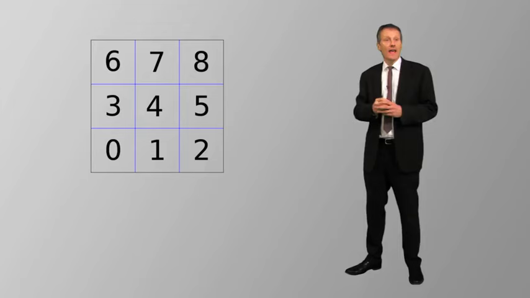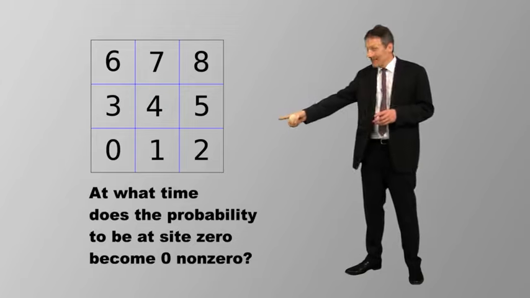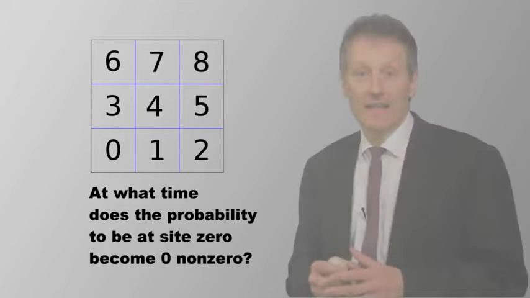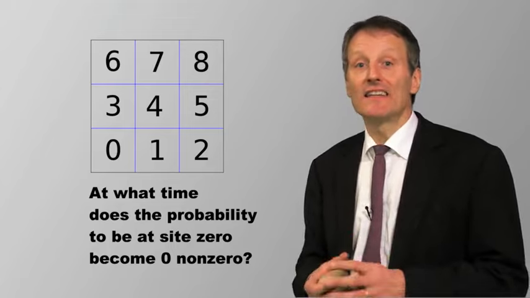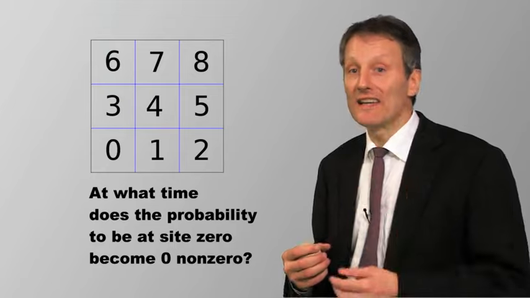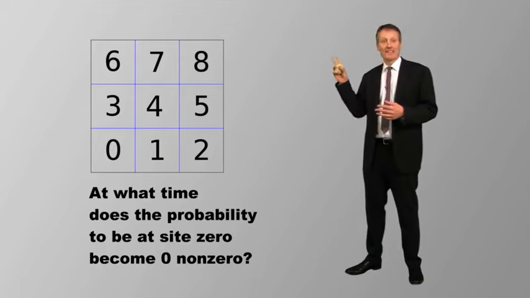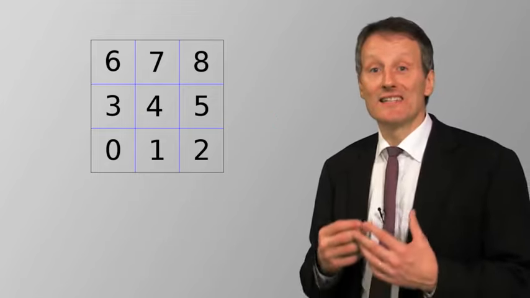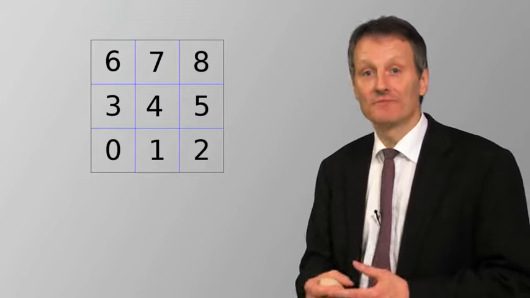Question 2. At what time does the probability to be at site 0 become finite? The answer is that it becomes finite at time t equals 4. At t equals 0, 1, 2, and 3, it is 0 because it takes at least 4 steps to connect the site 8 to the site 0. The probability to be at site 0 is non-zero for times t equals 4 and larger.